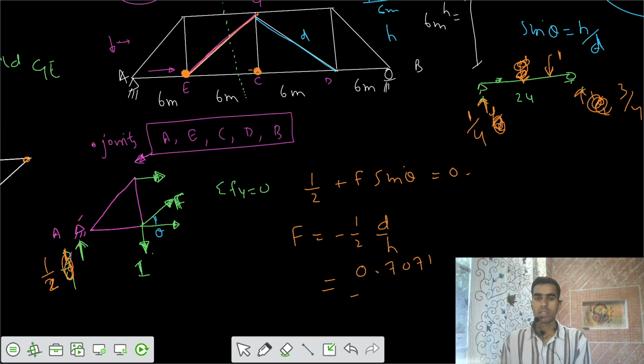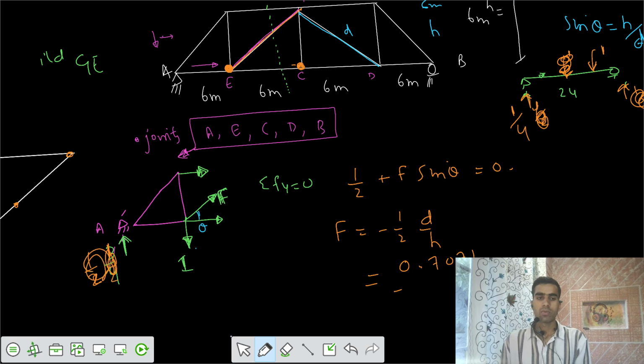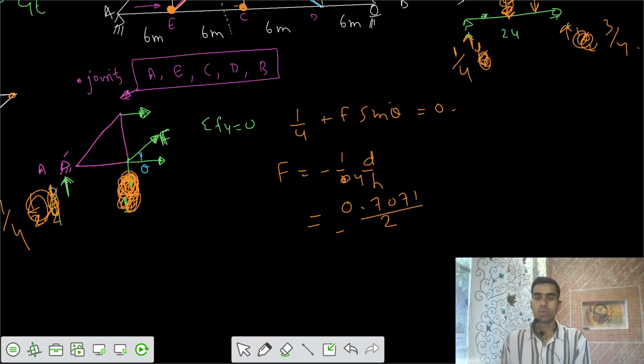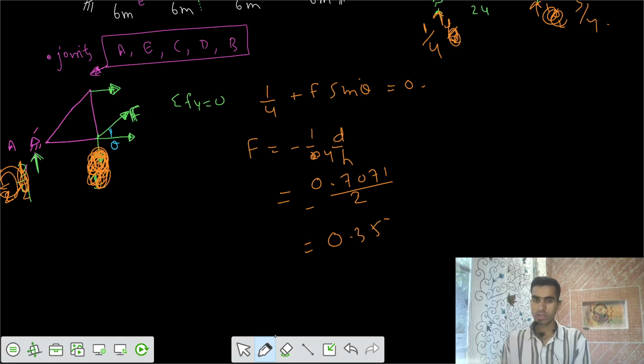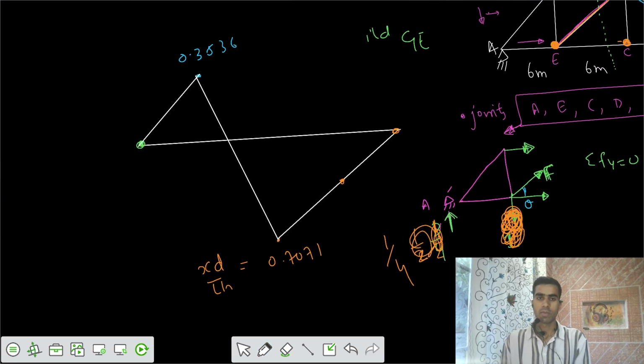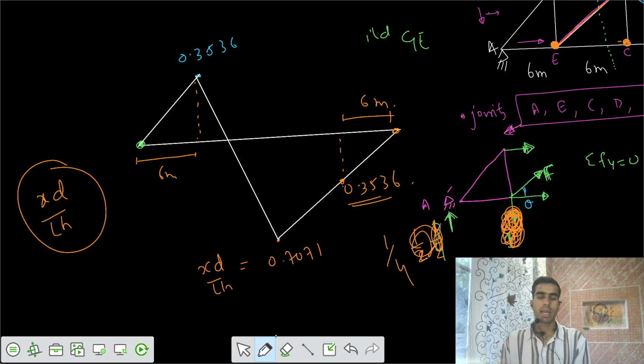So if the reaction is 1/4, and I'm cutting this section, this is the reaction of 1/4. So I would get an ordinate of this one divided by 2. So finally, that equals negative 0.3536. That's the same, because here this length is 6 meter and this length is also 6 meter, and the slope is the same. This ordinate we write as xd by lh.